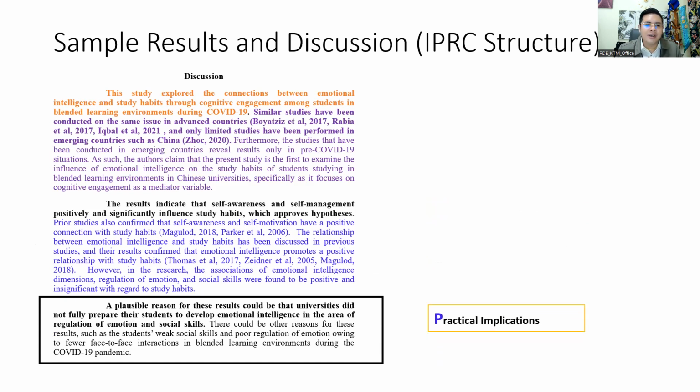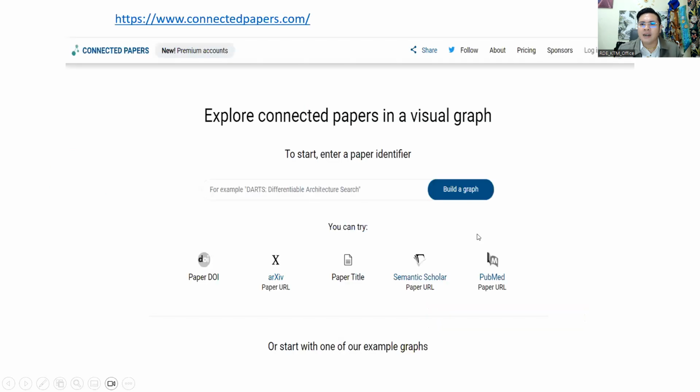The practical implications give meaning to what it means at the level of the university. A plausible reason for these results could be the universities did not fully prepare their students to develop emotional intelligence in the area of regulation of emotion and social skills. And there could be other reasons for these results, such as the weak social skills and poor regulation of emotion owing to fewer face-to-face interaction in blended learning environments during the COVID-19 pandemic. So that is all about the IPRC structure.